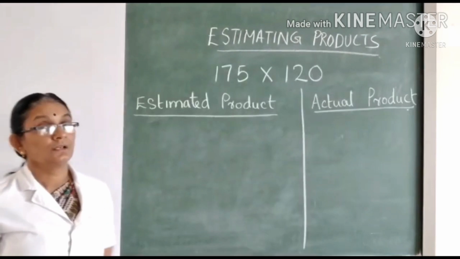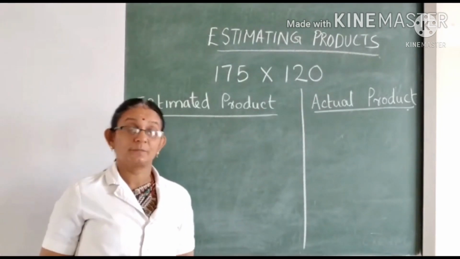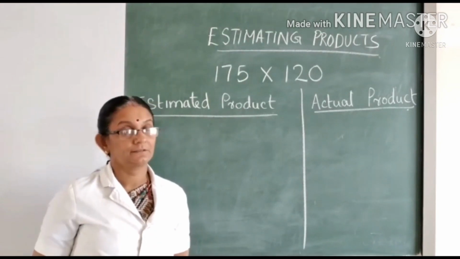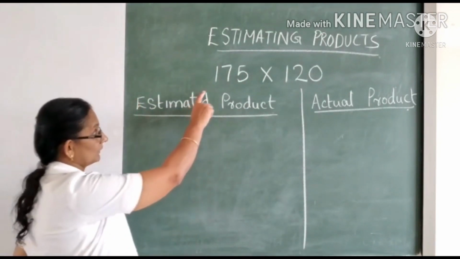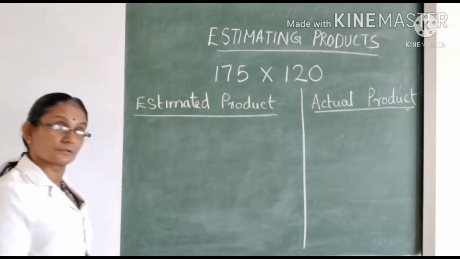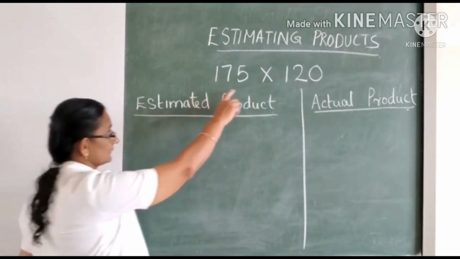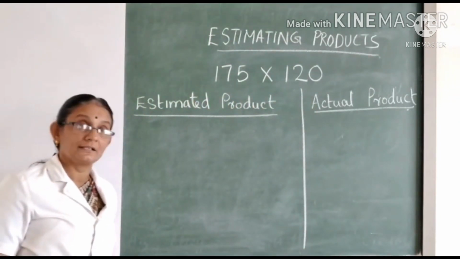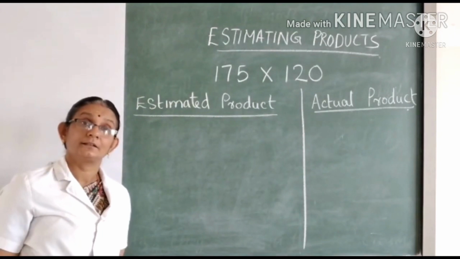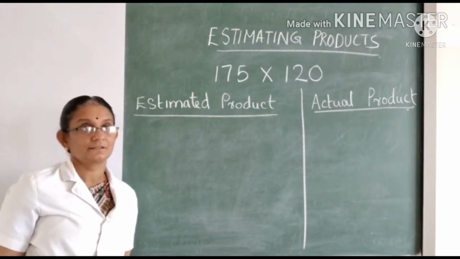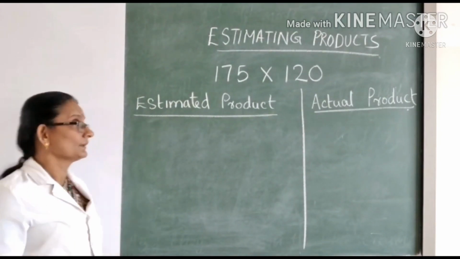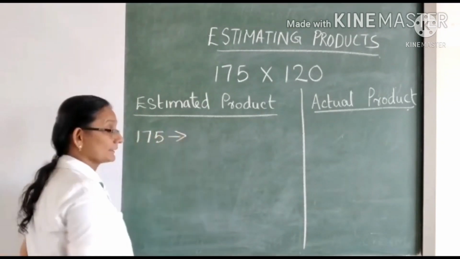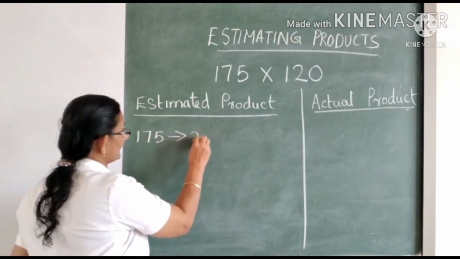Okay? Now let us calculate how much money I am going to spend for the food item in the birthday party. Okay? So you are going to find out the estimated product of the number 175 and 120. Now here, as it is a 3-digit number, we can round the numbers to the nearest hundreds. Okay? So let us round the number 175 first. It is rounded to 200.